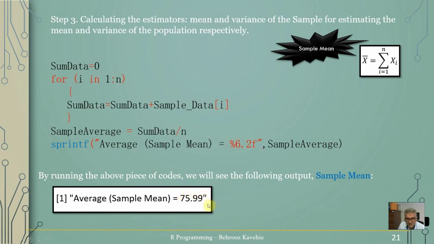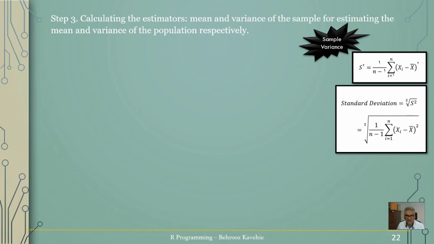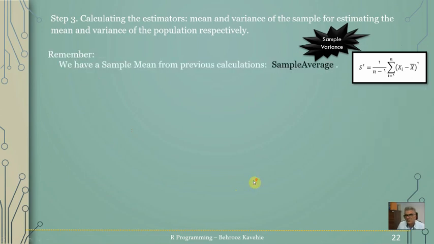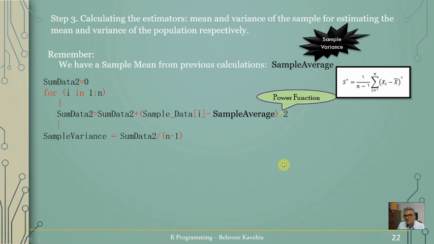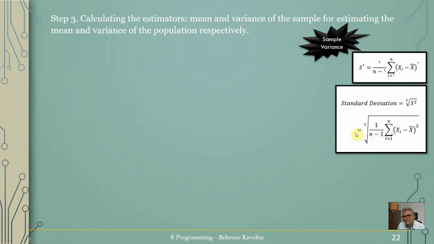Pay attention to the empty space here. Now that we have our sample mean, we will move on to calculating variance. It's a bit more complicated than mean, but let me explain. This right here is the formula of variance. Dividing by n minus 1 is for avoiding bias.